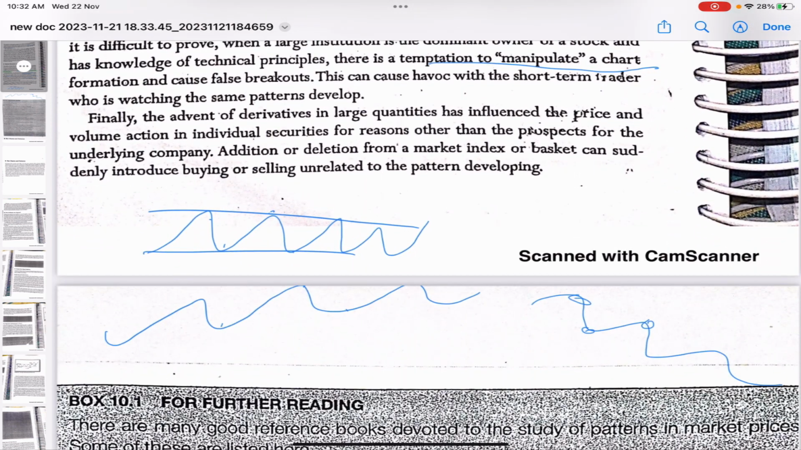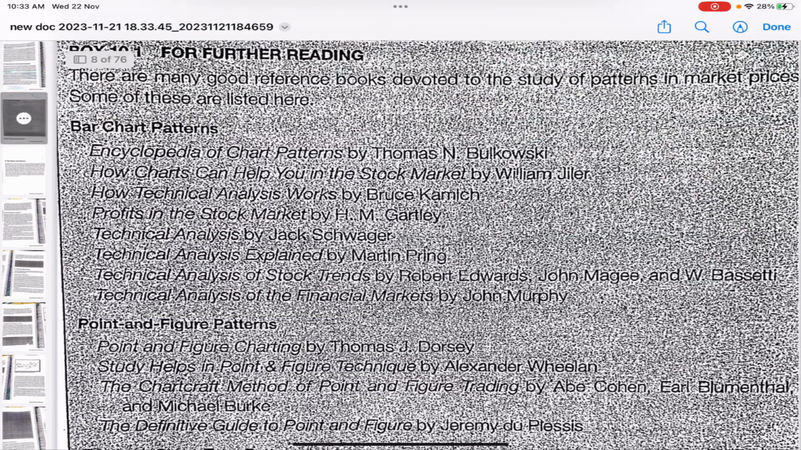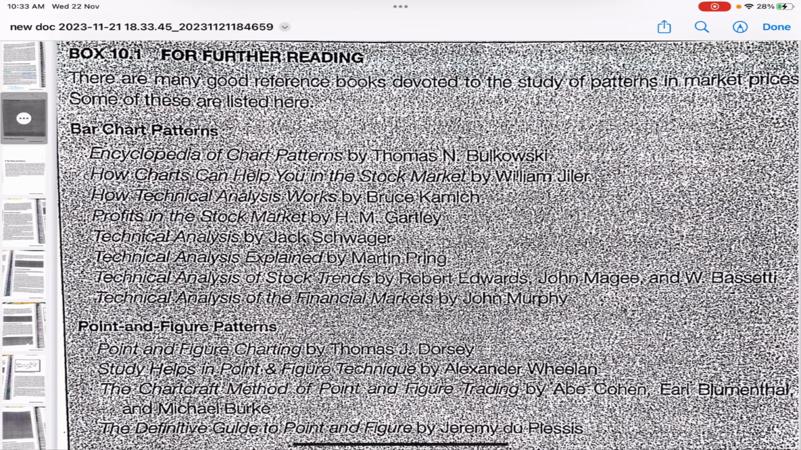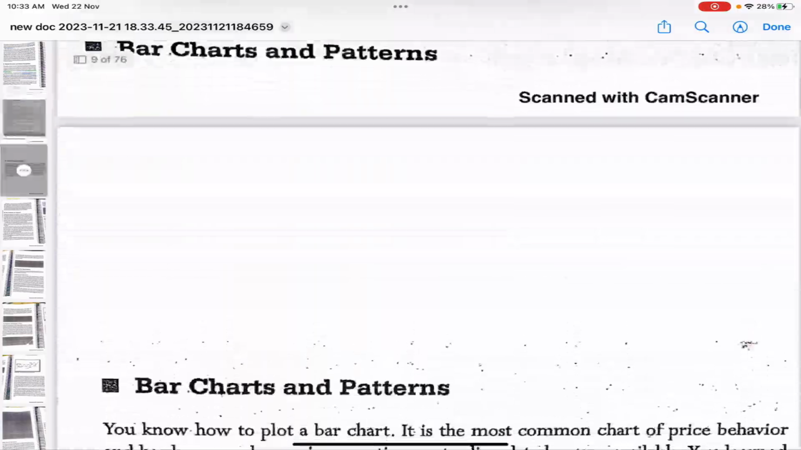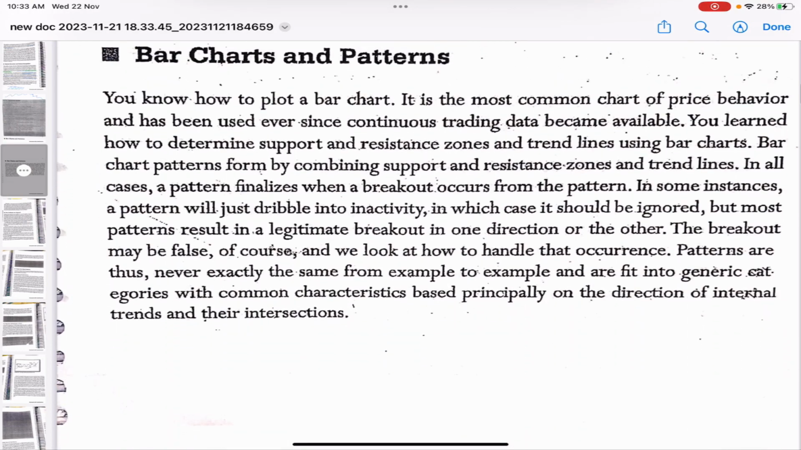Alright. Finally, the advent of derivatives in large quantities has influenced the price and volume action in individual securities for reasons other than the prospects of the underlying company. Addition or deletion from a market index or baskets can suddenly introduce buying or selling. Very obvious. Okay, so I know it's not clear, but these are basically some of the books which they're advising us to read. Okay, now let's come to the actual bar chart patterns.